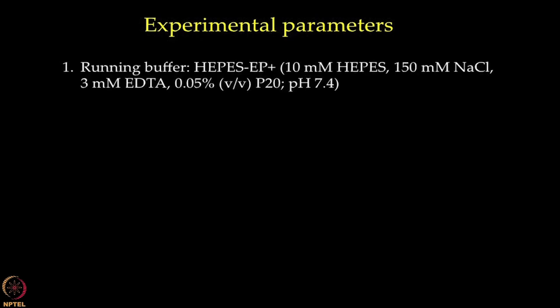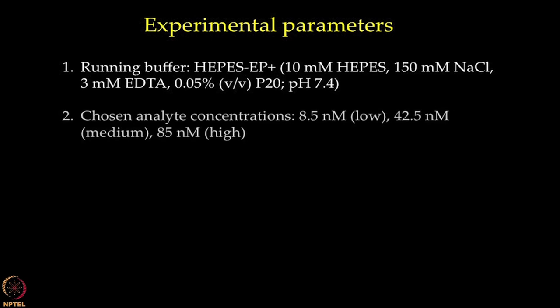In today's binding experimental setup, we will be using HBS-EP Plus as the running buffer. We will be preparing three different concentrations of beta 2 microglobulin protein, which are 8.5 nanomolar, 42.5 nanomolar and 85 nanomolar, for evaluating its binding with the antibody having 8.5 nanomolar concentration, in duplicate. These three concentrations will be referred to as low, medium and high.